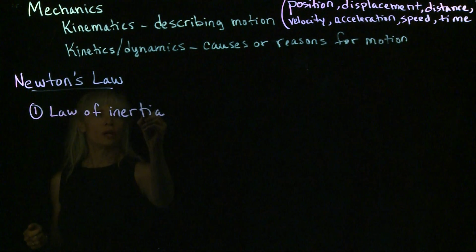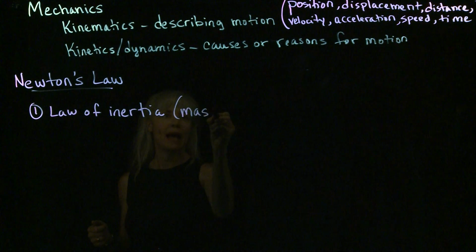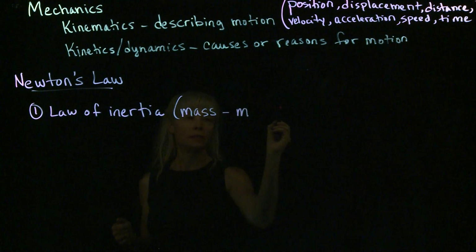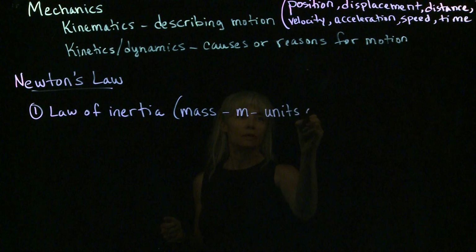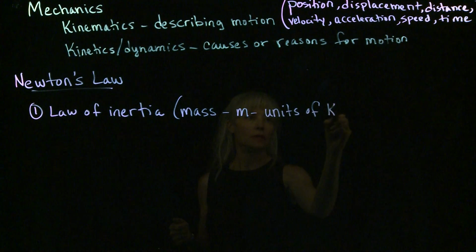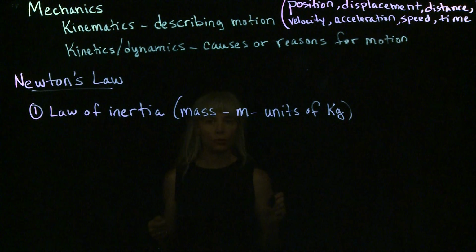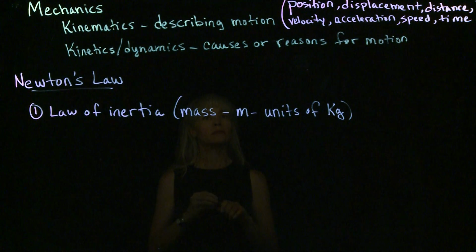Okay, so inertia, what is inertia? Inertia is just a fancy word for mass. Okay, mass is going to get the symbol m, and it's going to have units of kilograms. Not grams, but kilograms is the standard unit for mass in the metric system. So the law of inertia. Inertia is, again, just a fancy word for mass.